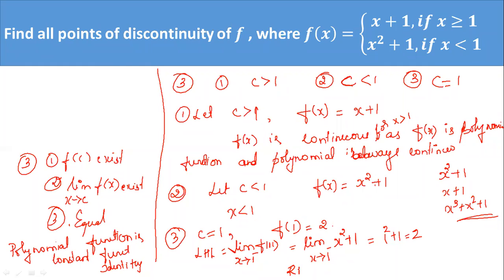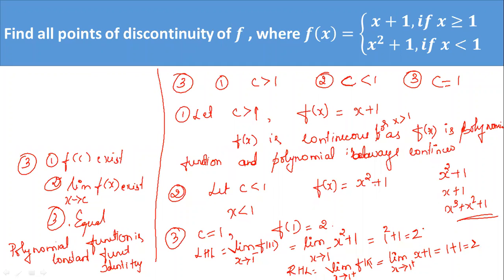Then the right hand limit is the limit of f of x as x tends to 1 from the right, which is equal to the limit of, here you have to use the first definition, because right means the value of x is greater than 1, so you use the first one, x plus 1 as x tends to 1 from the right, which is approximately equal to 2. Since left hand limit and right hand limit are equal, the limit exists and the limiting value is equal to 2.